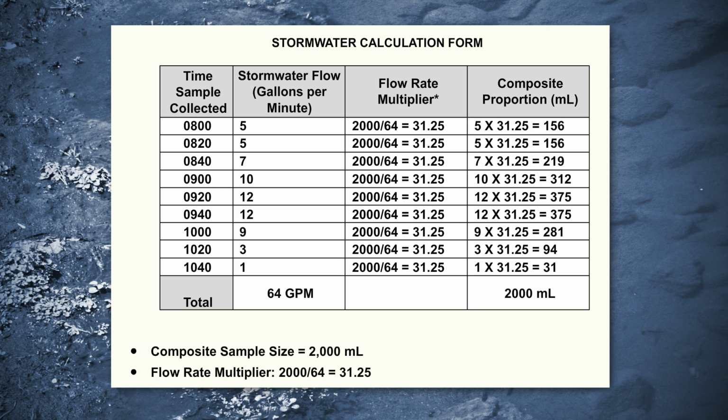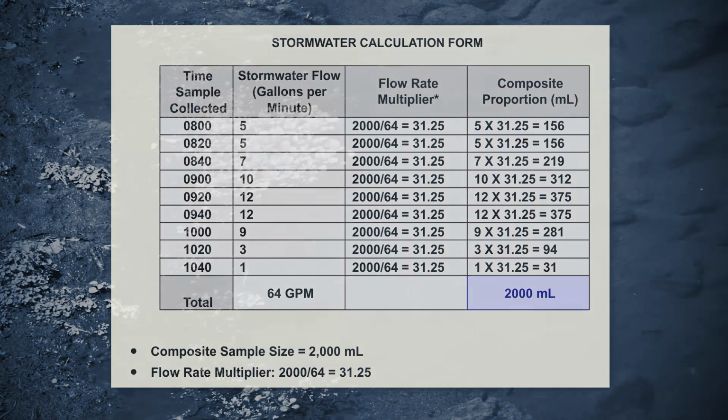To check your calculations, total the individual aliquots. This total should add up to the desired total amount of composite sample originally determined. Using the example, the totals in the composite proportion column equal 2,000. You can see that this equals the original total amount of composite sample desired.